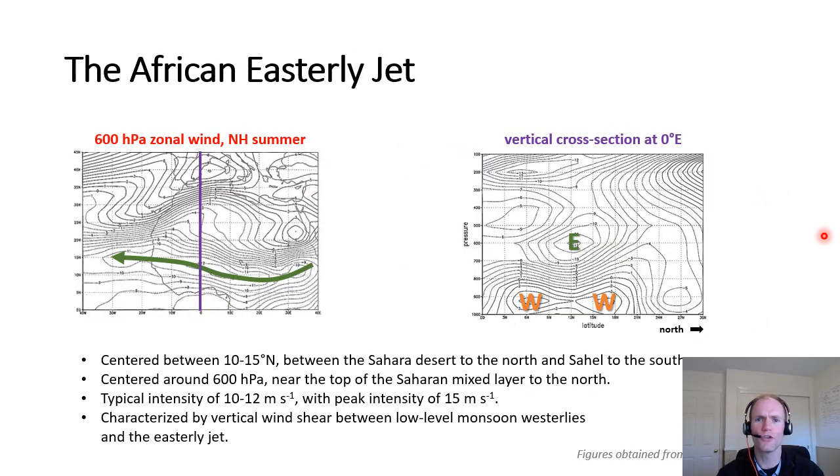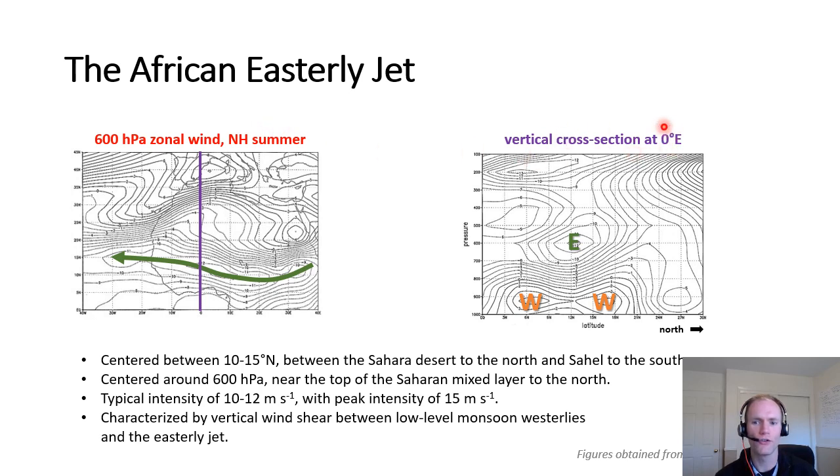So that's it for the tropical easterly jet, but now we want to move on to the African easterly jet here. So here at left, we have a map of the 600 hectopascal zonal wind. So the U component, positive values would be toward the east, negative values would be toward the west here during the Northern Hemisphere summer months.